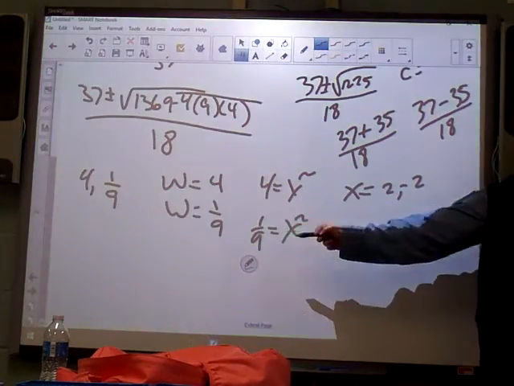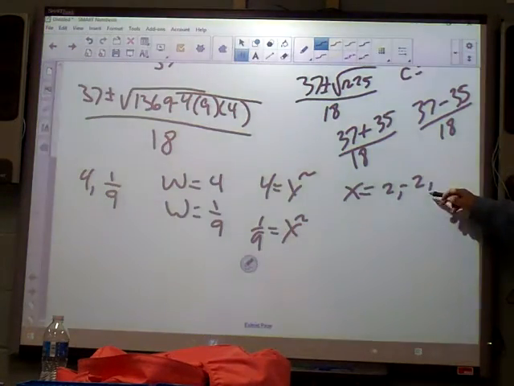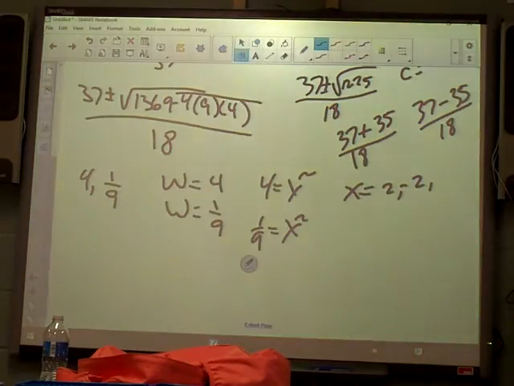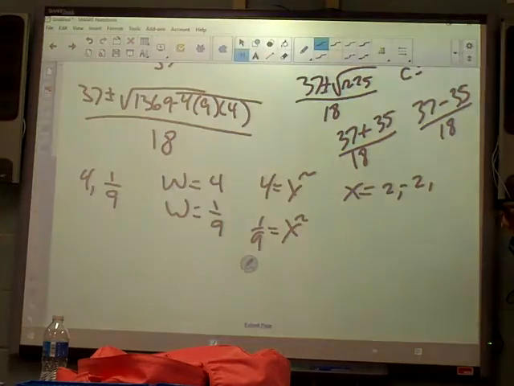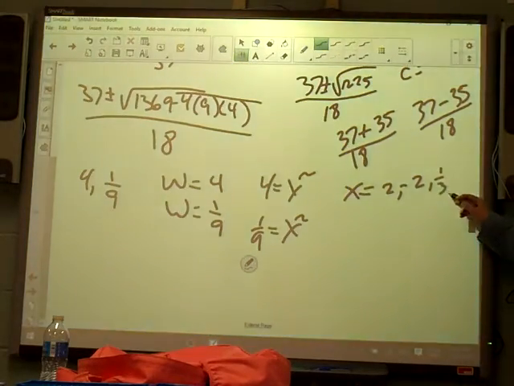What's the square root of 1/9? Square root of the top, square root of the bottom. You get two answers. Square root of 1 is 1. What's the square root of 9? 3. So 1/3 and negative 1/3.